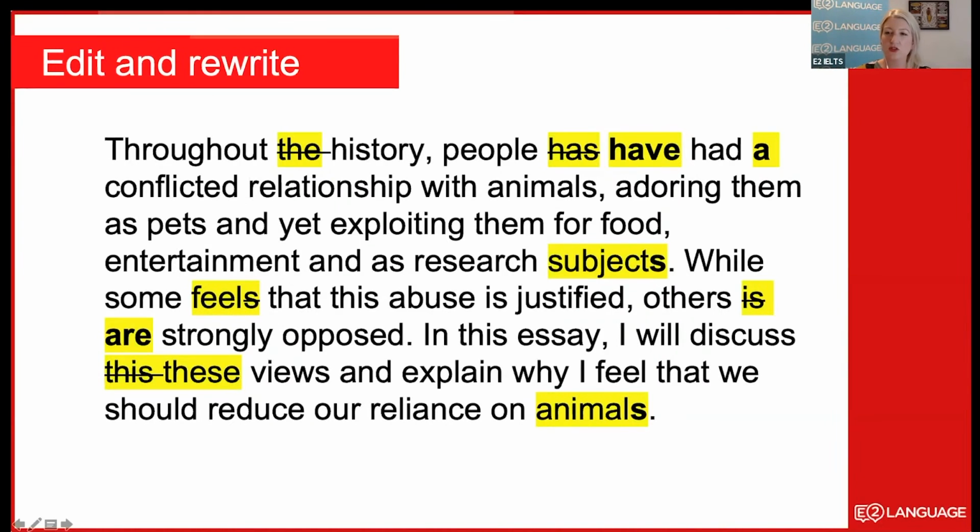Can we say others strongly oppose? Yeah, but then I'd add something after it. Some feel that this abuse is justified. Others strongly oppose it, without the D.